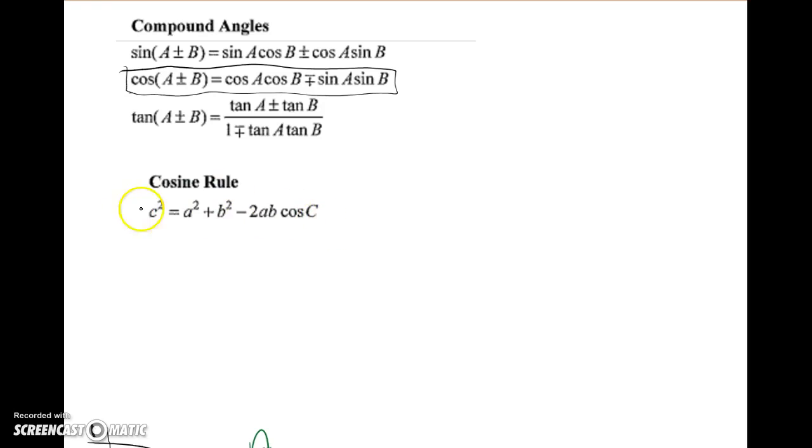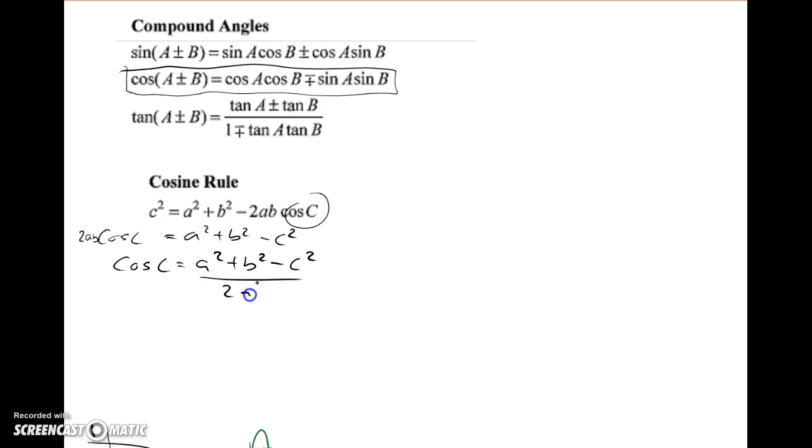So I don't like it in this form. I want cos C to be on the left hand side here, so it's going to be, well, subject of my formula, so 2ab cos C is equal to a squared plus b squared. I'm just taking the c to the other side, so I get cos C is equal to a squared plus b squared minus c squared over 2ab. That is the form I am going to be using it in.